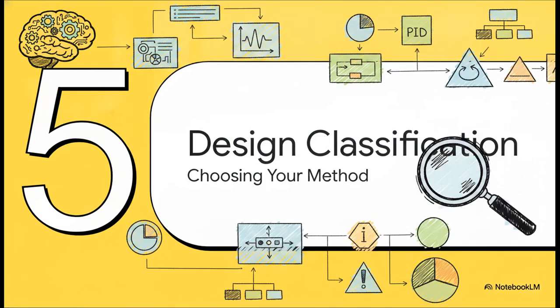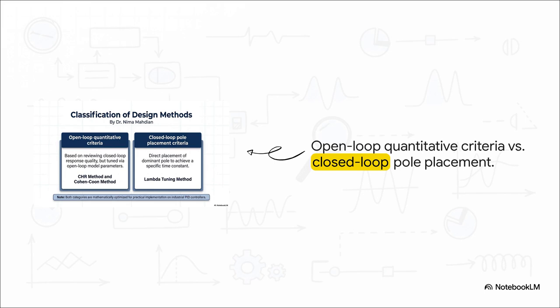Section 5, Classifying Controller Design Methods. To wrap things up, Dr. Madian classifies all these design methods so we can perfectly contrast them. On one side, we have open-loop quantitative criteria. This includes the CHR and Cohen-Coon methods. They review closed-loop quality, sure, but they're tuned purely via open-loop parameters. On the other side, we have closed-loop pole placement criteria, championed by the Lambda tuning method, where we directly engineer a very specific time constant. But the coolest takeaway is that both categories are mathematically optimized for practical, real-world implementation.